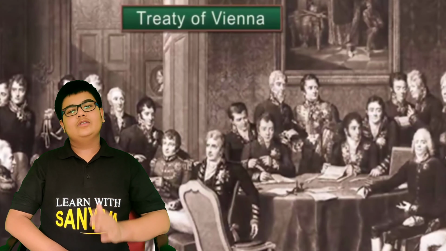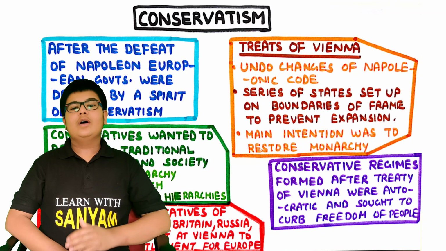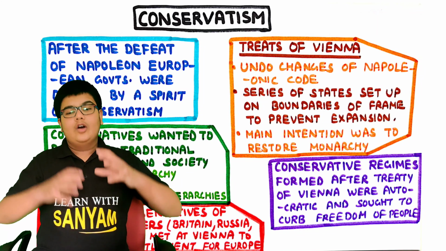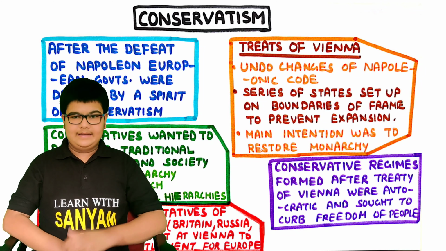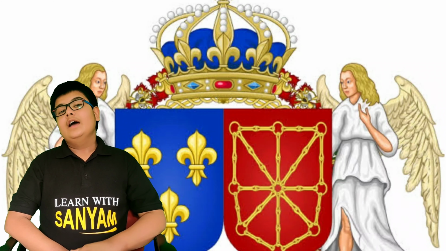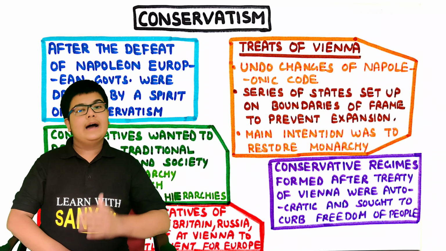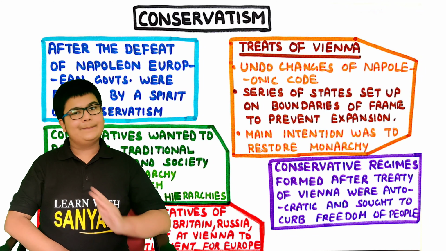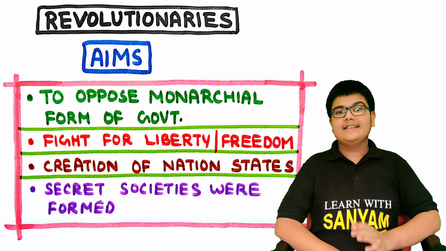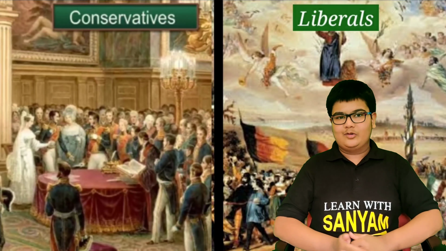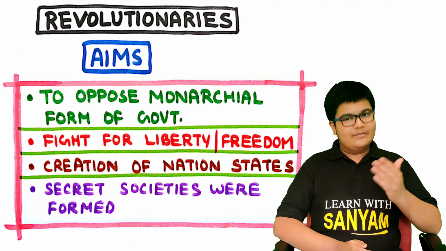We have already studied the Vienna Congress, and it wanted to undo all the changes of the Napoleonic Code, and set up a series of states on the boundaries of France to prevent the expansion of France. Its main intention was to restore monarchy. All the conservative states which were formed after the Treaty of Vienna were autocratic and sought to curb the freedom of people. So here we are seeing the two sides of a coin. On one hand, the revolutionaries want nationalism, while on the other hand, the conservatives want monarchy rule. So let's see what happened next.